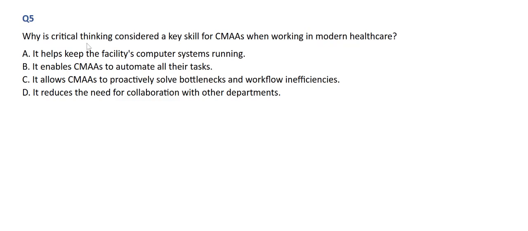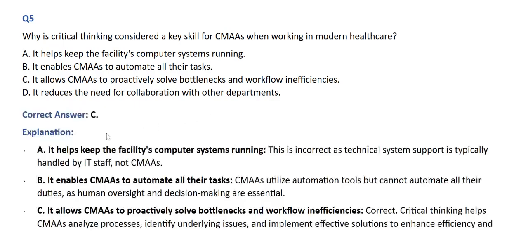Question 5. Why is critical thinking considered a key skill for CMAAs when working in modern healthcare? A. It helps keep the facility's computer systems running. B. It enables CMAAs to automate all their tasks. C. It allows CMAAs to proactively resolve bottlenecks and workflow inefficiencies. Or D. It reduces the need for collaboration with other departments. The answer definitely is C, as it allows CMAAs to proactively solve bottlenecks and workflow inefficiencies.